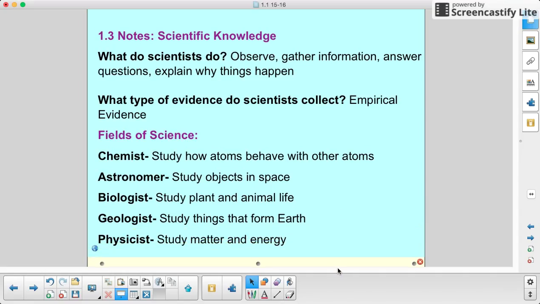And then physics is the study of matter and energy. So a physicist might study force, motion, light, or sound. The 6th grade science class you're taking is a physical science class, so it includes both chemistry and physics. 7th grade science is a life science, so you'll be studying biology next year.